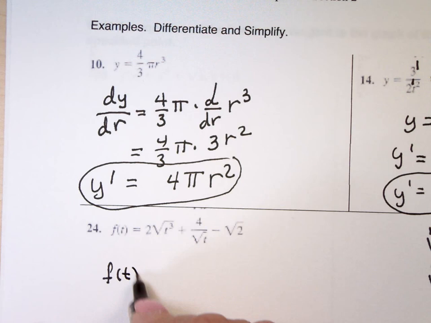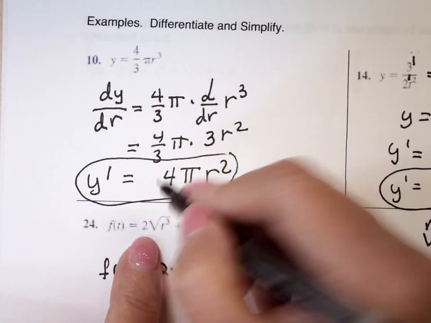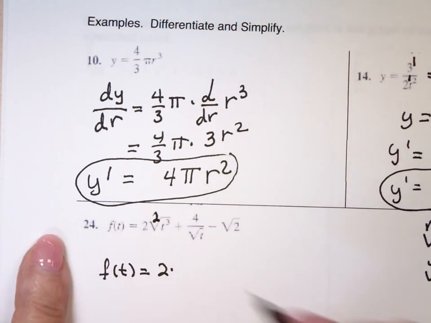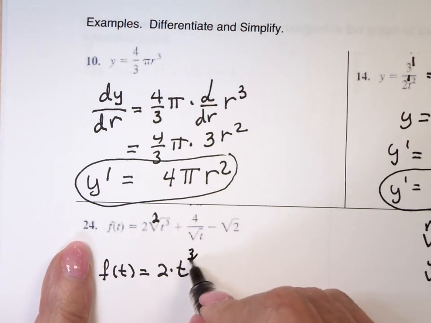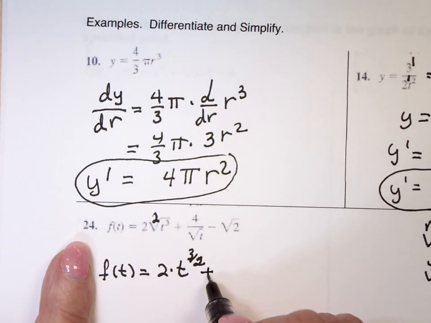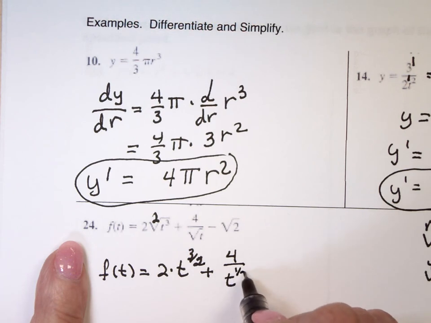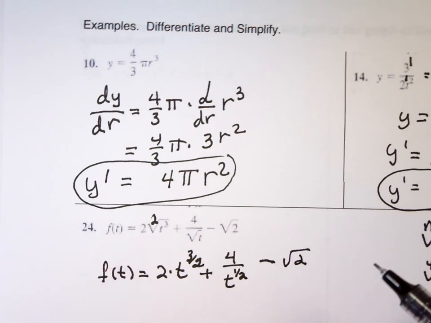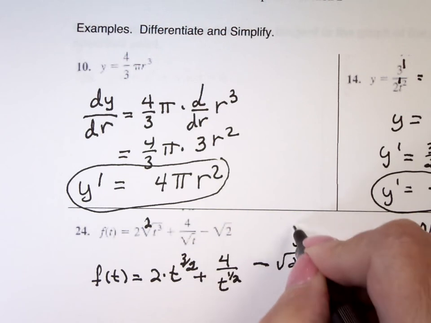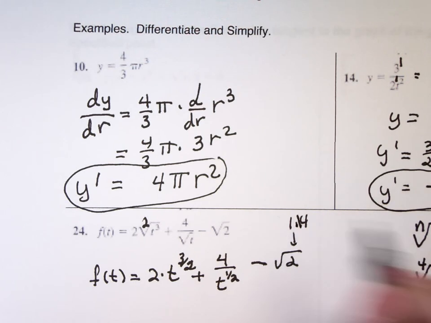F of t equals, this is 2 times, this is the square root of t cubed. So the index is 2. This would be t to what power? 3/2 plus 4 over t to the 1/2, because that's square root of t, and minus square root of 2. Square root of 2 is just a constant. It's 1.14 approximately. It's just a constant.